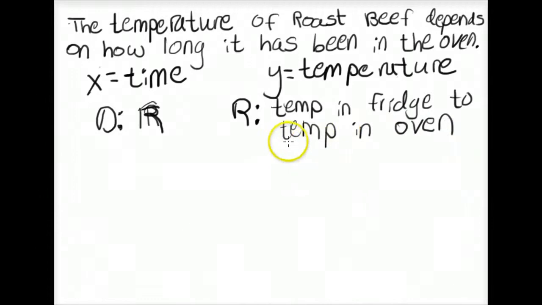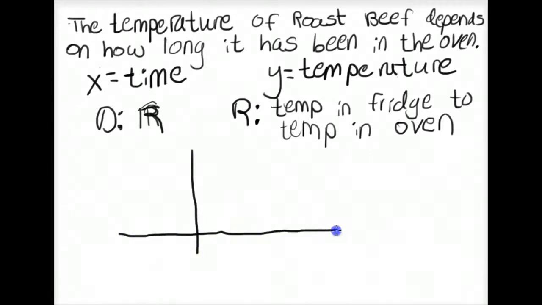So at this point, we can now draw the graph. We know there are going to be both positive and negative values of time, so we want to show that in our axes. So we'll draw the graph like this. We're going to label our axes now and call this time, and this temperature.